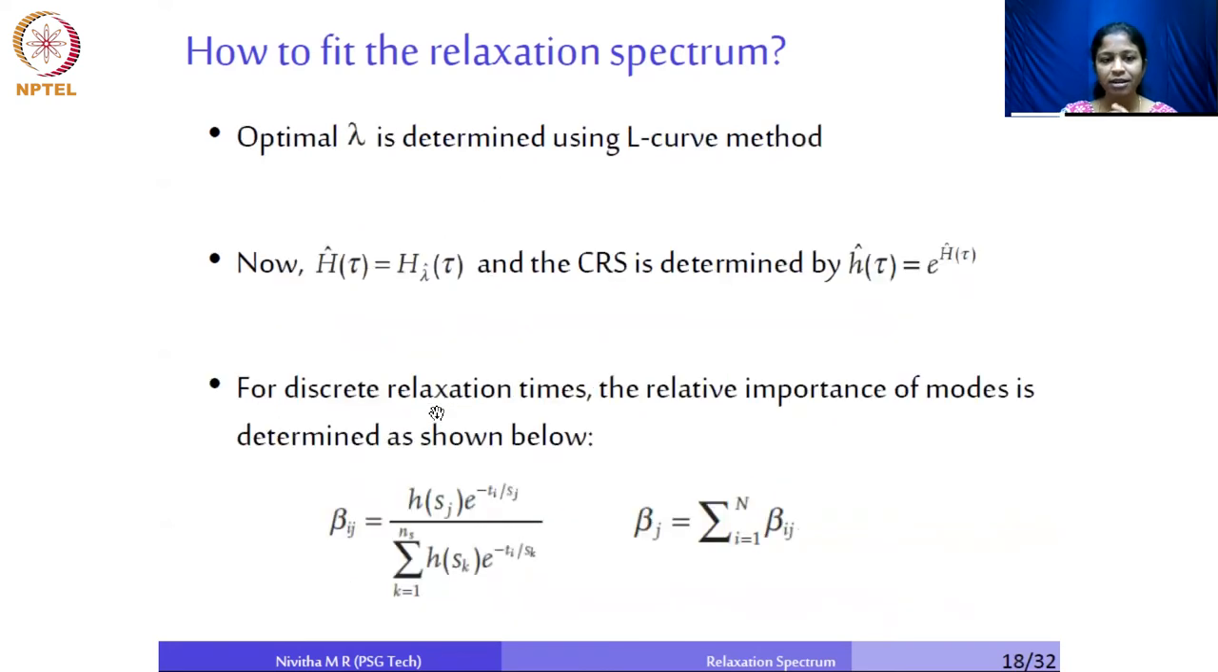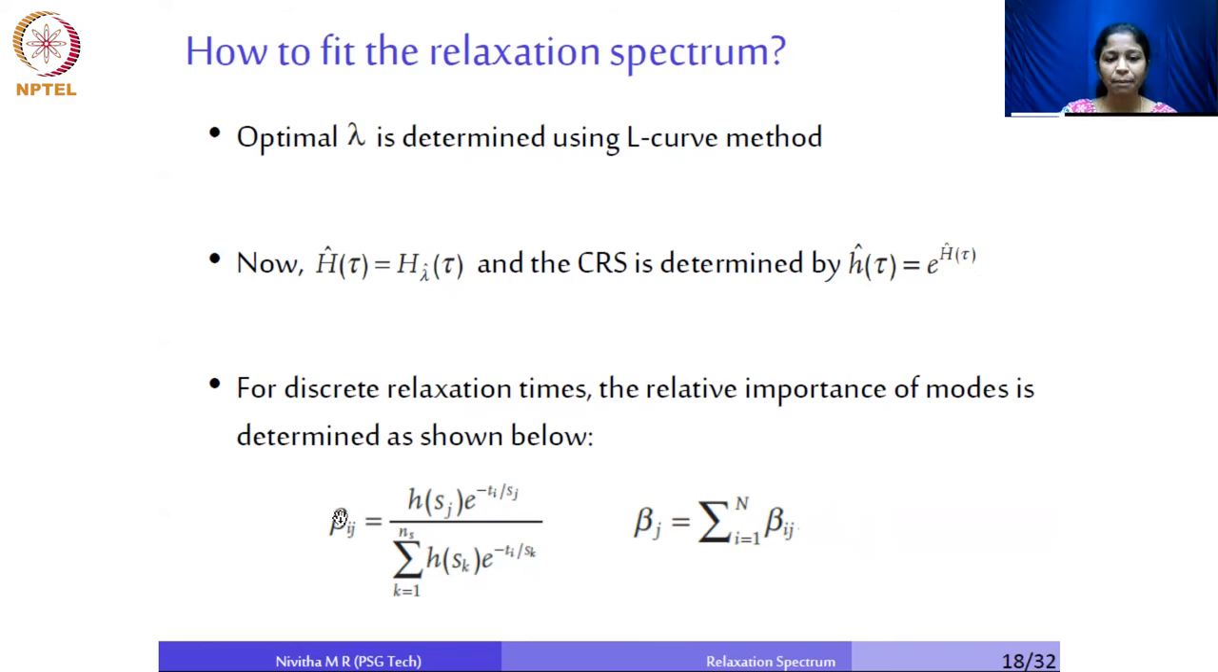This is for the continuous relaxation spectrum. Now, this is first determined. From this continuous relaxation spectrum, we are trying to compute the discrete relaxation times. So how was this done? This is done basically by estimating the relative importance of modes. Let us say we had 13 modes in the previous example. Like I told you before, not all 13 modes are equally important, right? The relative importance of modes would be different. So how do we estimate the relative importance of a mode?